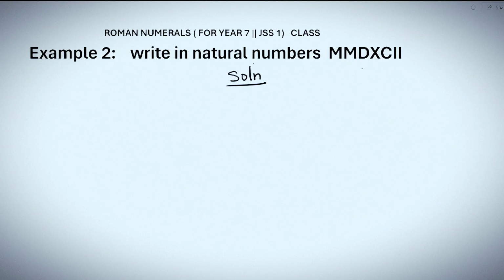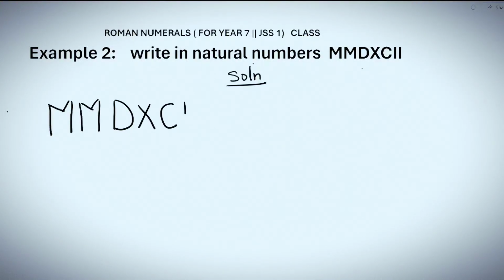Okay, looking at example 2, we have M, D, X, C, I. So let's break it down. We have this MM, we have DX and CII. So let's just put it on the chart. Look at this. These two, they are repeating, right?